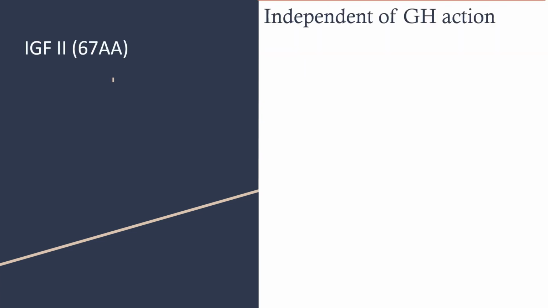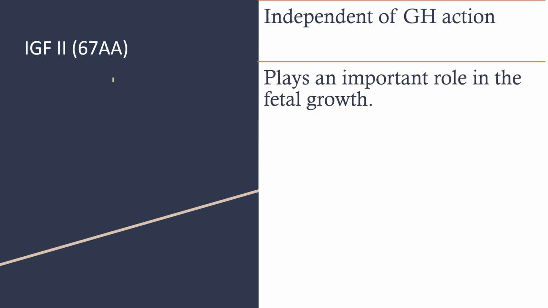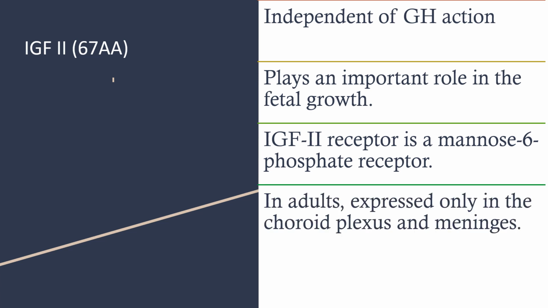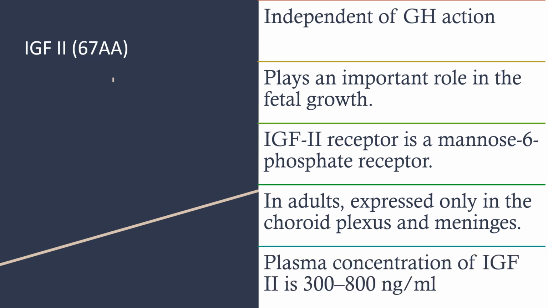Insulin-like growth factor 2 is independent of growth hormone action and plays an important role in fetal growth. The IGF-2 receptor is a mannose-6 phosphate receptor. In adults, it is expressed only in the choroid plexus and meninges. It plays an important role in fetal growth alone. The plasma concentration is around 300 to 800 nanogram per milliliter.